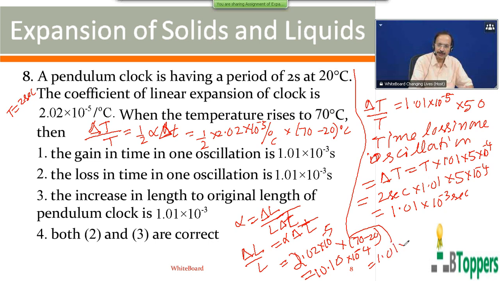Or you get 1.0 into 10 power minus 3. So both the second option and third option are correct. Therefore, you can say the fourth option is the answer. So for question number 8, which I just discussed, the fourth option is the answer. Those who want to copy the calculation, please take a pause and copy this calculation part.